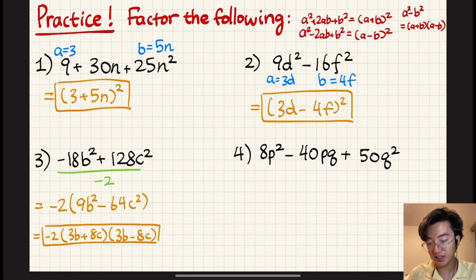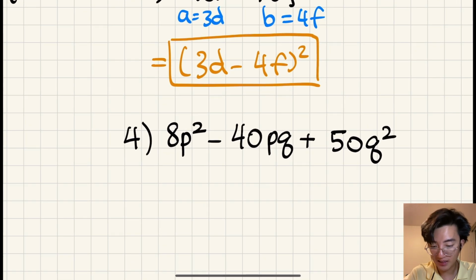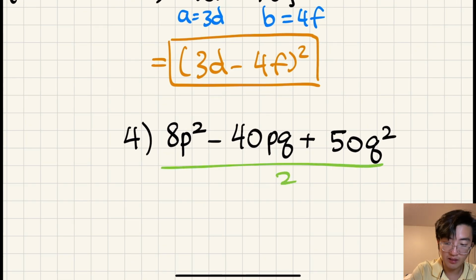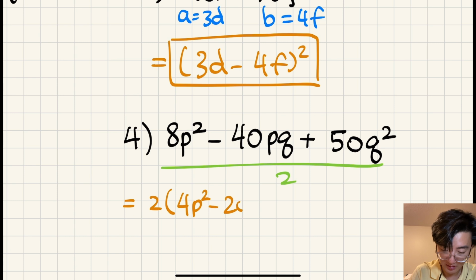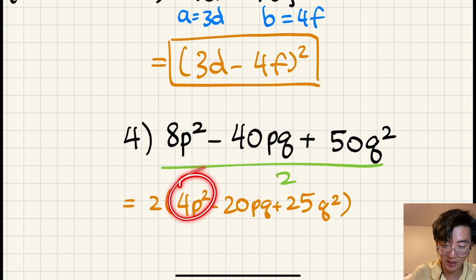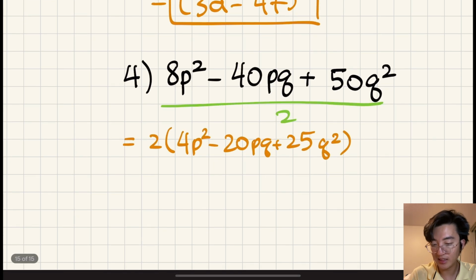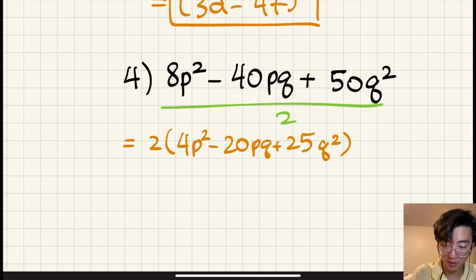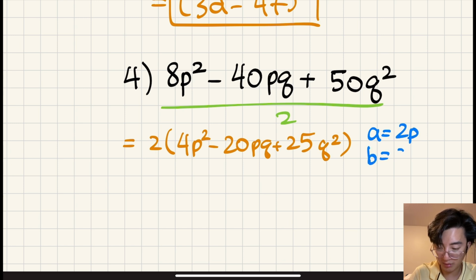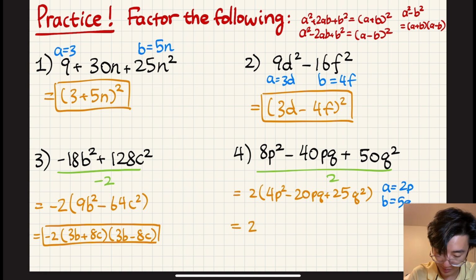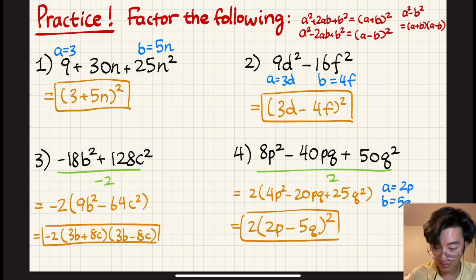For the last question, as we can see, no perfect squares in sight. But we can factor out 2. If we divide everything by 2 here, remember everything stays in a bracket, we get 4p squared minus 20pq plus 25q squared. Conveniently, we see 2 perfect squares pop up here and here. So we'll be using this formula here because we see that there's a negative sign. The square root of 4p squared is just 2p, and the square root of 25q squared is 5q. Using the formula above, but keeping the 2 in front, we have 2 times (2p minus 5q) squared. Alright, so there we have it.